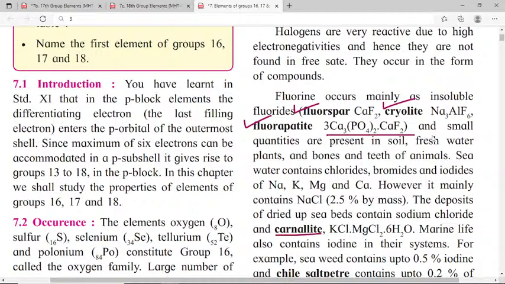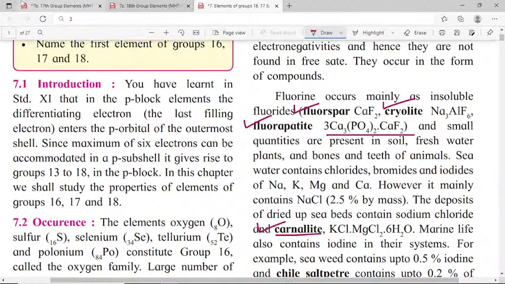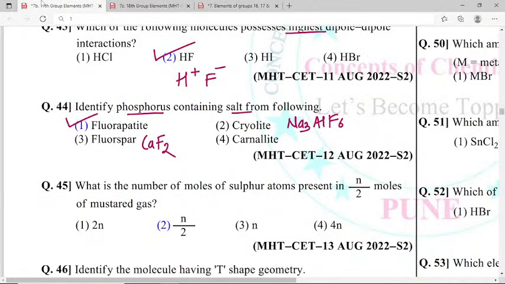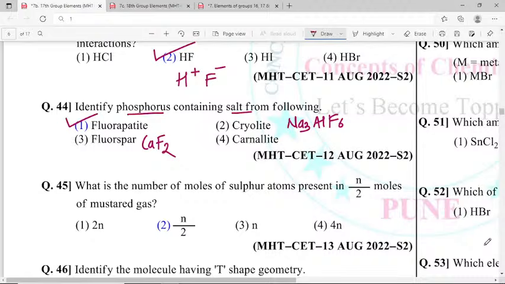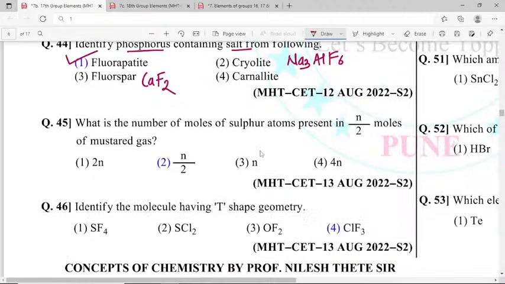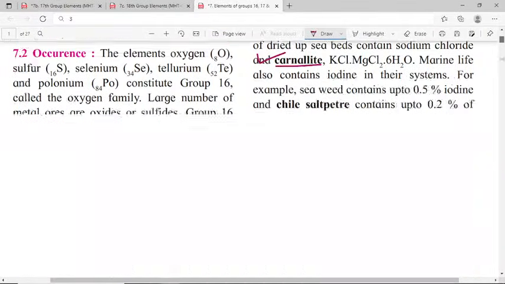And this is carnallite. Carnallite: potassium chloride, magnesium chloride, 6 hydrate molecule. What is the number of moles of sulfur atoms present in N/2 mole of mustard gas? Mustard gas, chlorine.